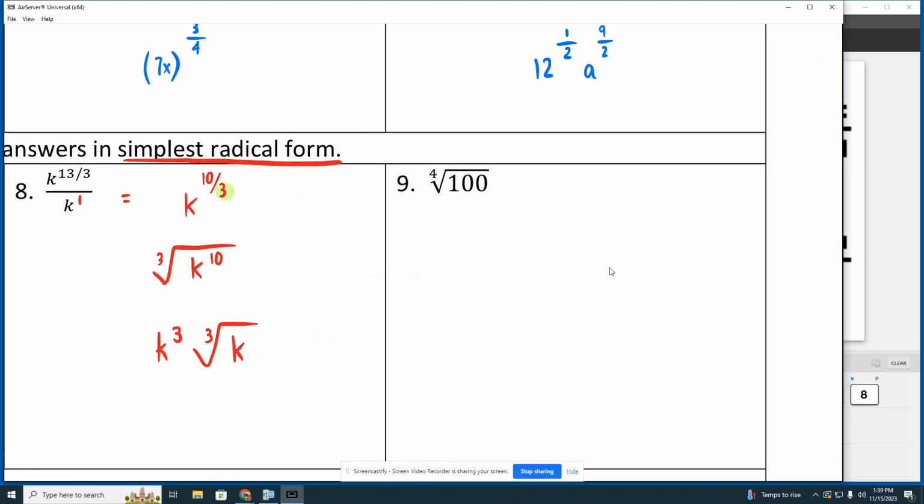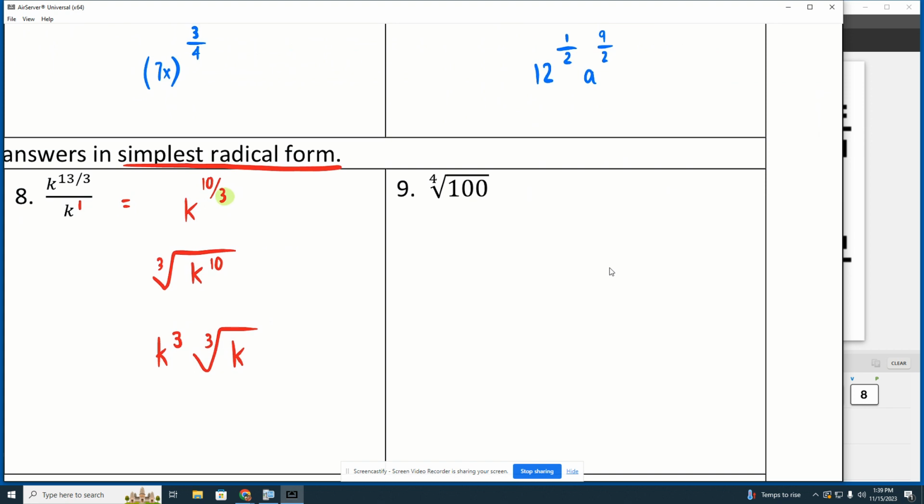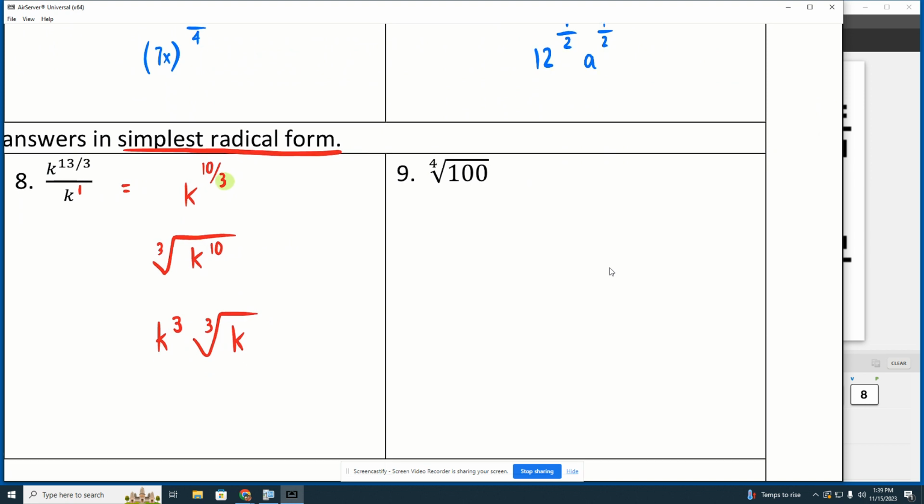All right, and number 9. Number 9 is a tricky one. I'm not going to put one of these on the quiz because I'm afraid that you might not understand it. A lot of you guys might look at this problem and be like, well, there's no perfect fourth that goes into 100. And I don't disagree. I agree very much. There is no perfect square or perfect fourth that goes into 100. However, 100 itself can be rewritten. 100 can be rewritten as 10 squared.